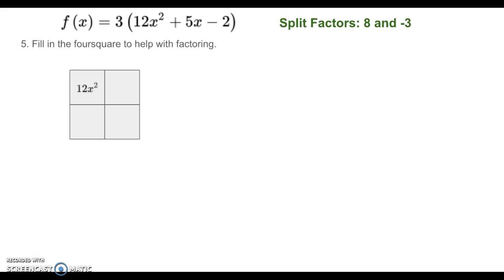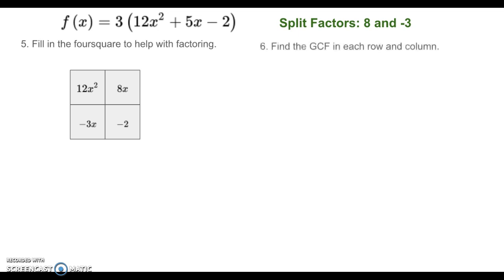We put the first term in the upper left-hand box. We put the last term in the bottom right-hand box. And now we were looking at these split factors, right? Our split factors were 8 and negative 3, so we put those in the remaining boxes with x. Now if you combine those two terms, since they are like terms, notice that it gives us that 5x in the original quadratic. We're just trying to split these up so we can even factor them further. So that's filling in the 4 square.